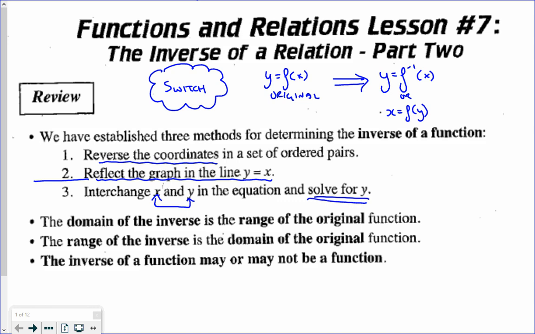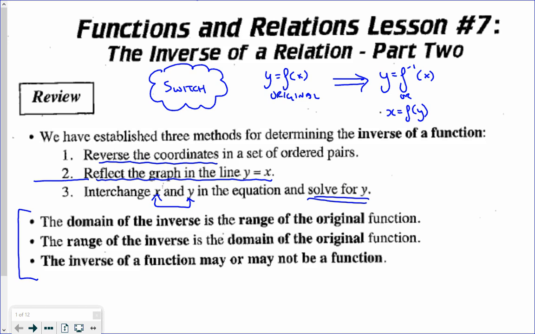So if this idea of switch can be applied to graphs, and it also can be applied to equations, then the last thing we can do is we can apply it to domain and range. Because remember, domain is a set of all x values, range is a set of all y values. So the domain of the inverse is the range of the original. The range of the inverse is the domain of the original. So you're just going to switch domain and range as well.